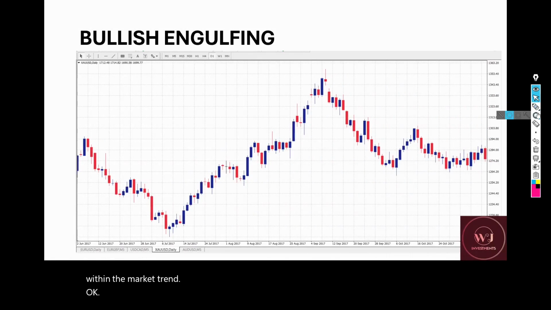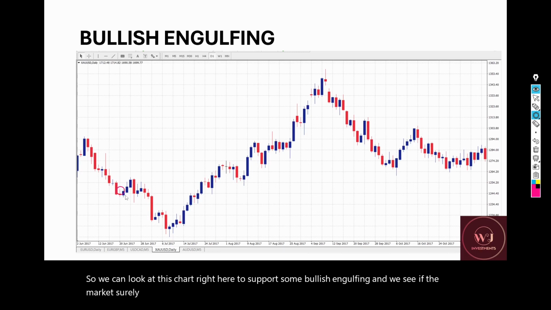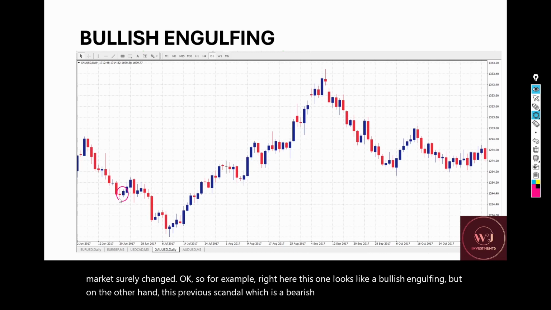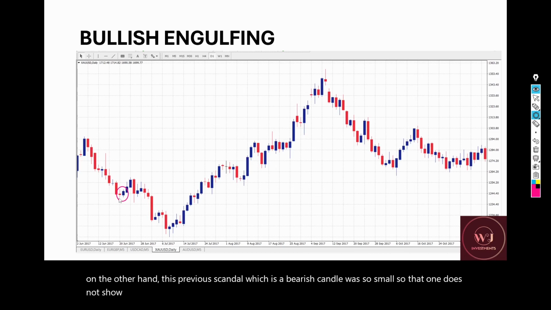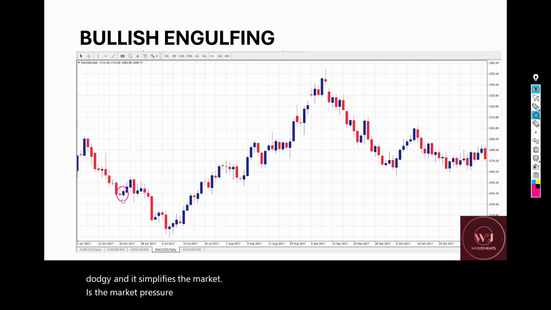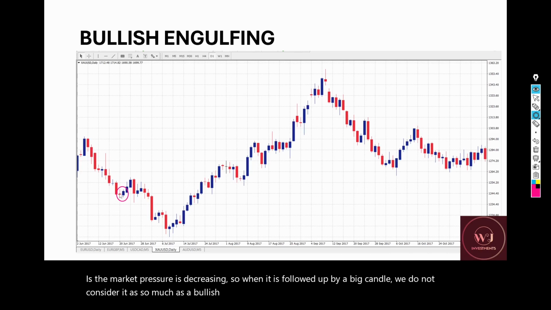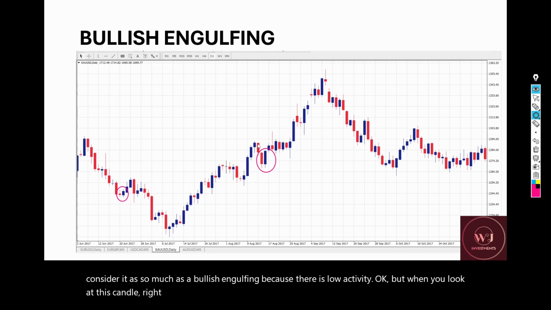So we can look at this chart right here to spot some bullish engulfings, and we see if the market surely changed. For example, right here, this one looks like a bullish engulfing, but on the other hand, this previous candle, which is a bearish candle, was so small. So that one does not show an increased activity within the market, because this candle is a doji, and it implies that the market pressure is decreasing. So when it is followed up by a big candle, we do not consider it as so much of a bullish engulfing, because there is low activity. But when you look at this candle right here, we are expecting a big retracement.